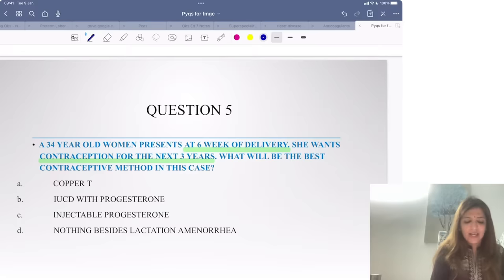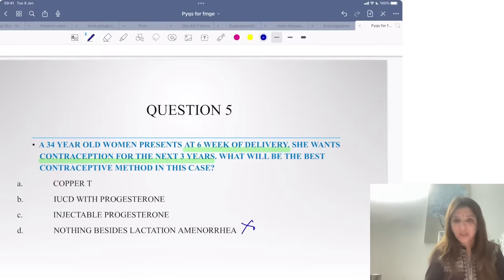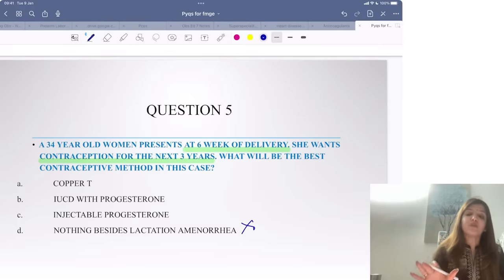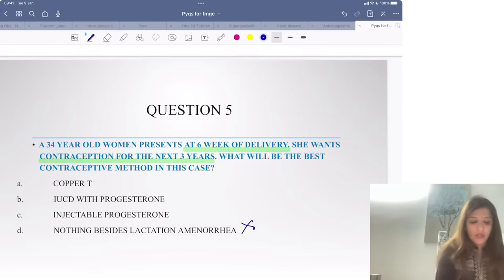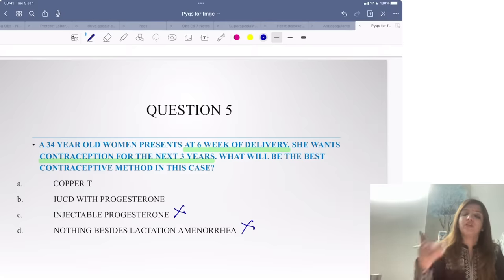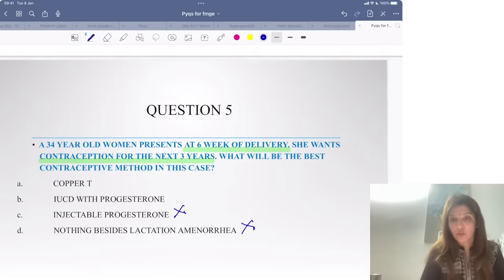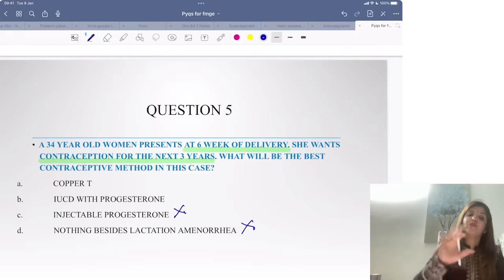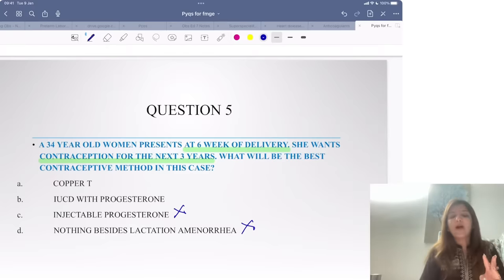So, lactational amenorrhea is not an answer, right? Now, because the patient will breastfeed, injectable progesterone is also not an option. Because injectable progesterone means after every 2 months you have to give the injection also. And she wants a contraceptive for 3 years.